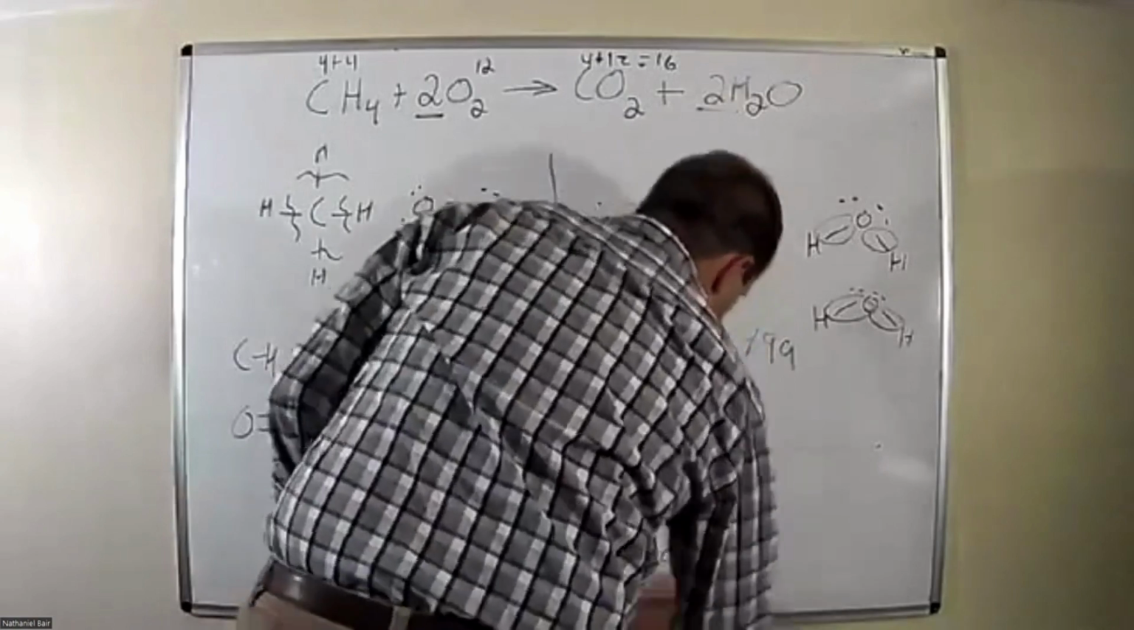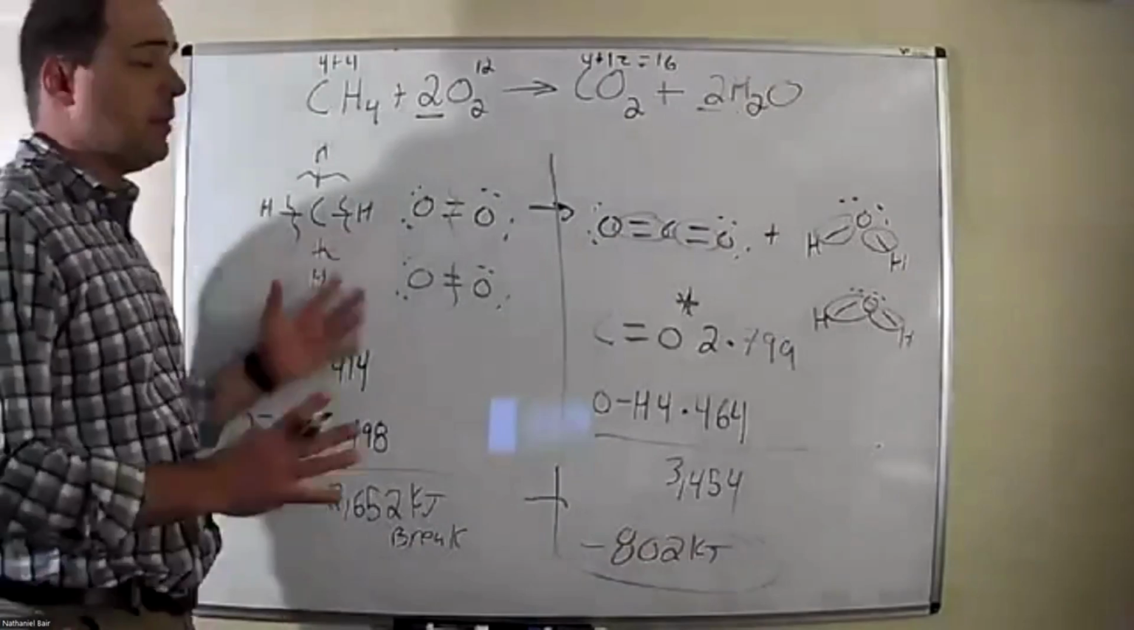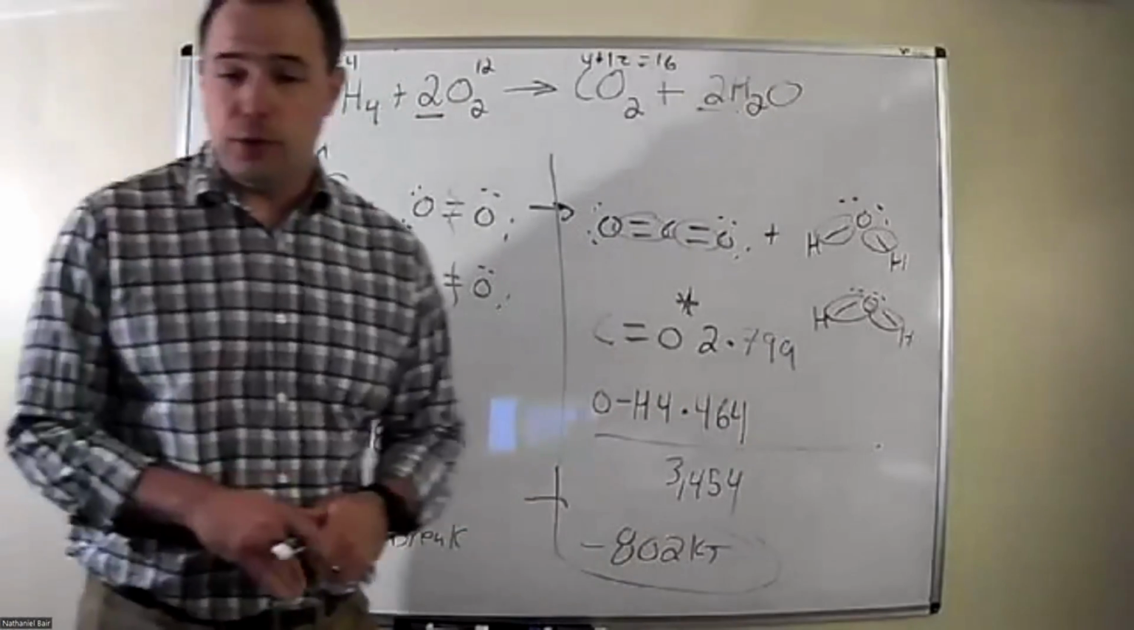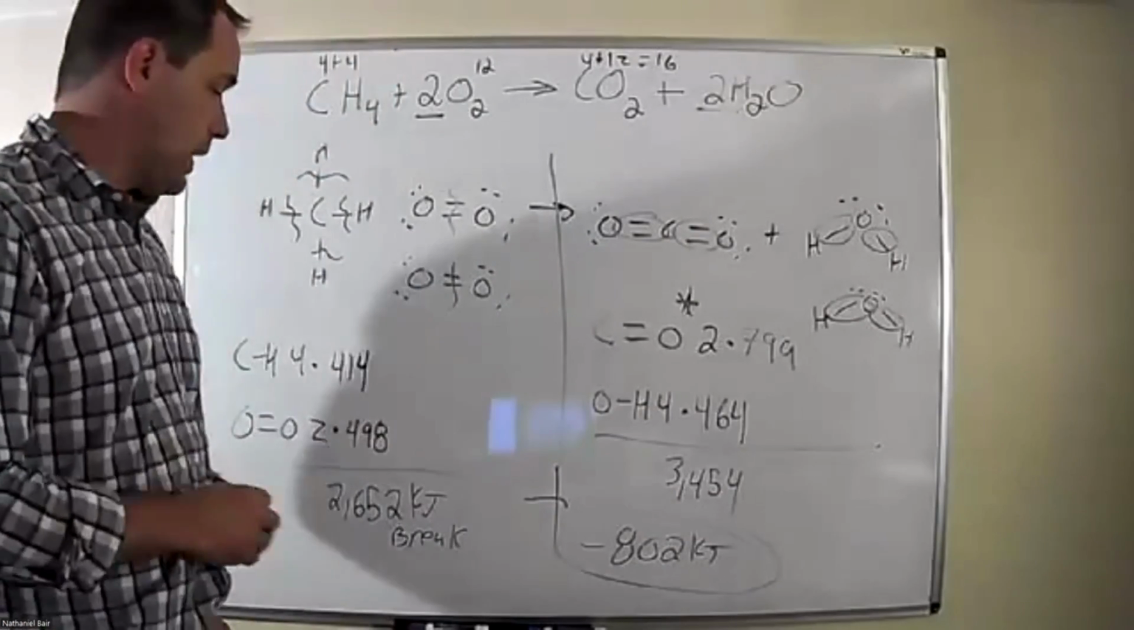Exact same answer as when we did it with the standard enthalpies of formation. So we said this method can be off by up to 5%, but this time it's actually spot on. Negative 802 with both ways. So it's pretty awesome. Okay, that ended up working out like that.